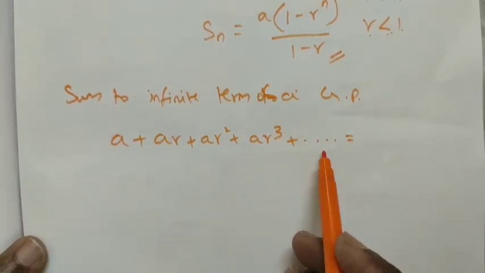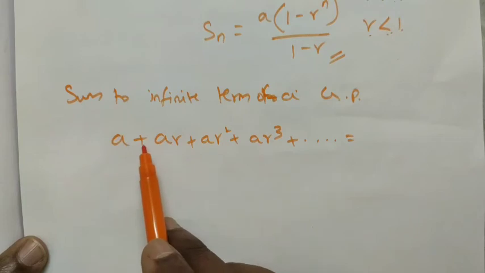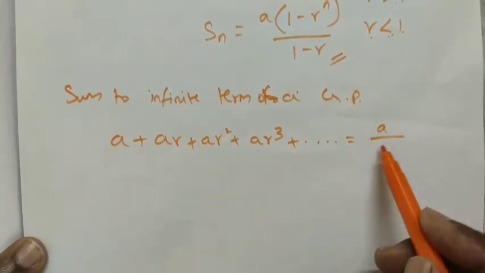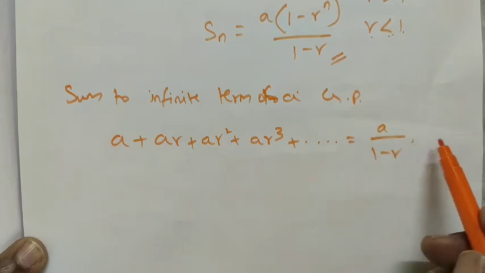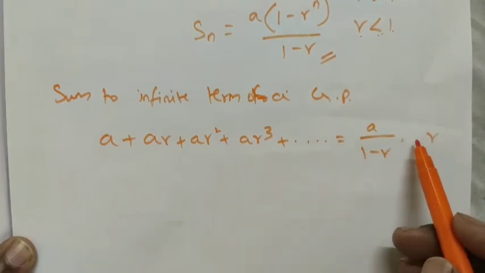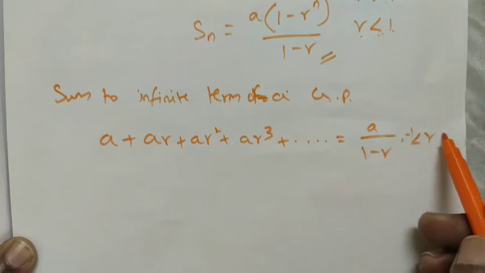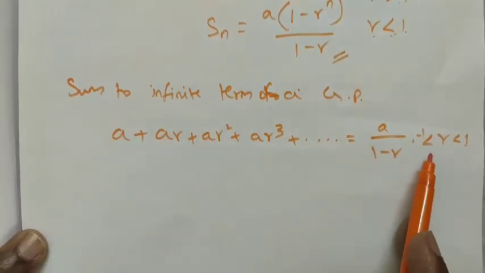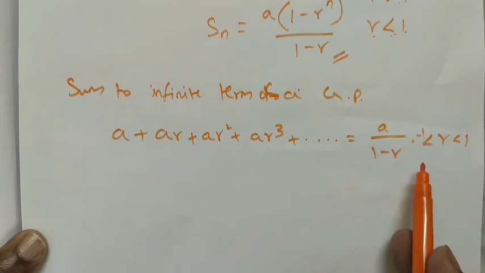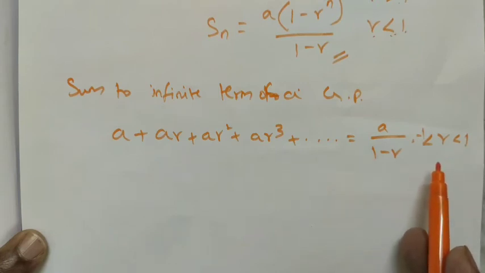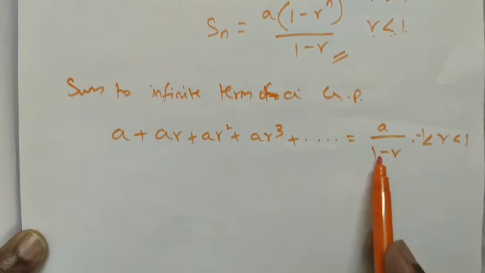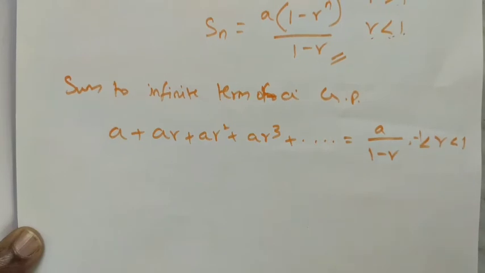If the GP is an infinite-term series like this, A plus AR square and so on up to infinite terms, we use the formula A divided by 1 minus R. Here R is greater than minus 1 and less than 1. That means it can be minus 0.5, 0.9, whatever, and 0 also is accepted. So 1 minus 0 gives us 1. So usually we get the values for this.